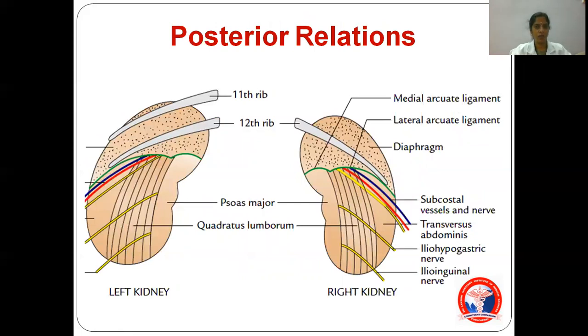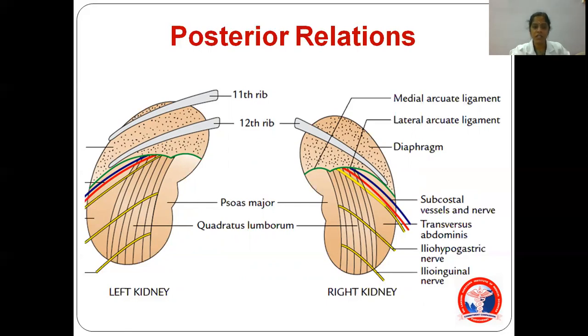Now you have to remember the right kidney is a little bit lower compared to the left kidney. Okay, we already discussed this. So the right kidney is lower, the left kidney is a little bit higher. Why is the right kidney lower? Because we have the liver. Okay, so that's why it's a little bit lower.